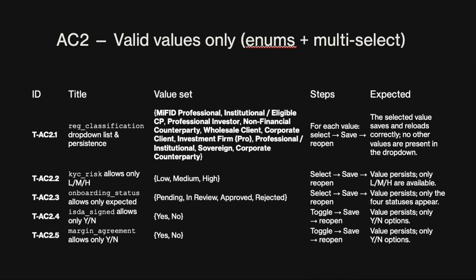Implementation note. I parameterize these single tests and iterate the allowed values, and I double check the saved value via API/DB to avoid UI caching illusions. Now we'll recover the remaining AC2 items: connectivity, multi-select options and persistence, and the negative attempts to inject invalid values on the next slide. Together, AC 2.1 to 2.9 give us complete enumeration coverage for all 6 fields.